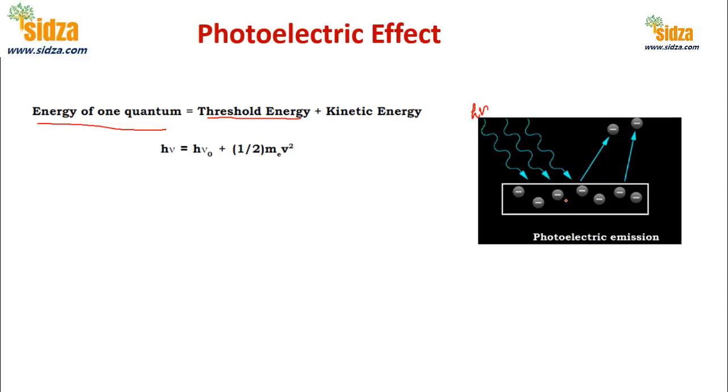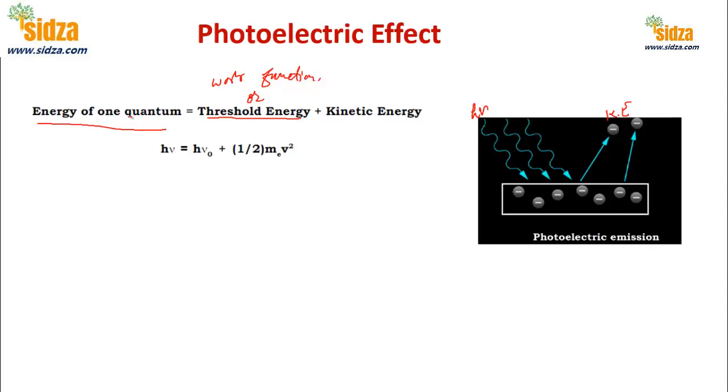And once you take the electron away from the nucleus, the rest of the energy of this quantum goes in the form of kinetic energy of the electron. So when you knock out this electron, it has some kinetic energy. And how much will the kinetic energy be? That will be the difference between the energy of this quantum and the work function. Threshold energy, or we call it the work function.